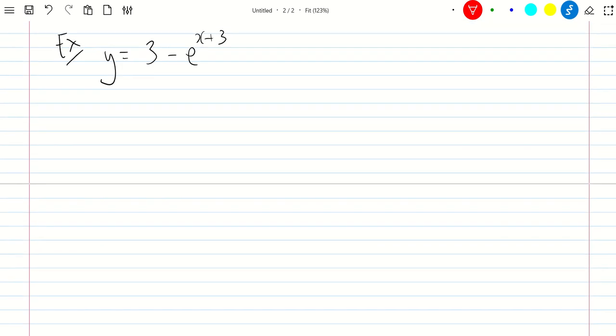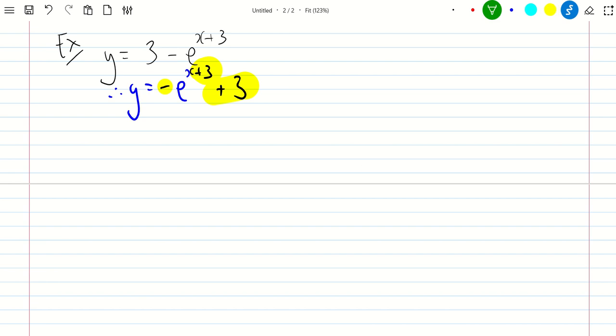So y equals 3 take away e to the power of x plus 3. I always just like rewriting this to help my brain a little bit, because otherwise I make mistakes and I can't see it as clearly. So I'm just going to write it like that. It helps me see the transformations a little bit easier. I can now clearly see everything's going to get moved up by 3. It's going to be moved to the left by 3, and it's going to get flipped in the x-axis, so it's going to get flipped upside down.